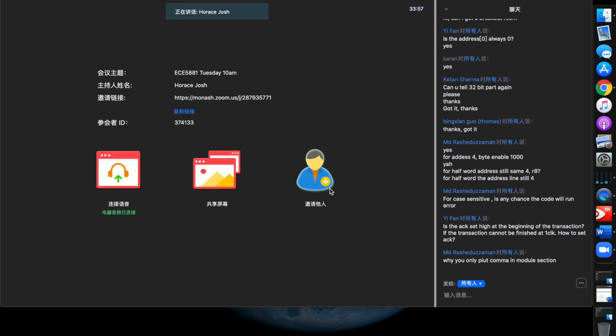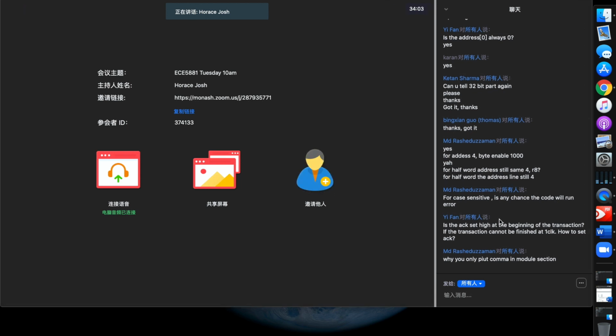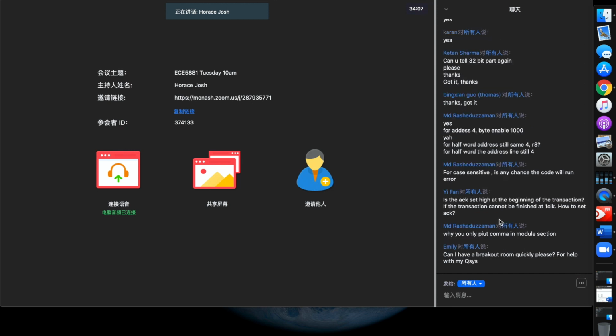Okay, so Yifan has asked, is the ACK set high at the beginning of the transaction? No. If your transaction takes more than one clock cycle, it would only be set high in the final clock cycle. What you'll find in Lab 2 is that it takes 2 clock cycles to complete the transfer. So the acknowledge should only be set high during the second clock cycle of the whole transaction.